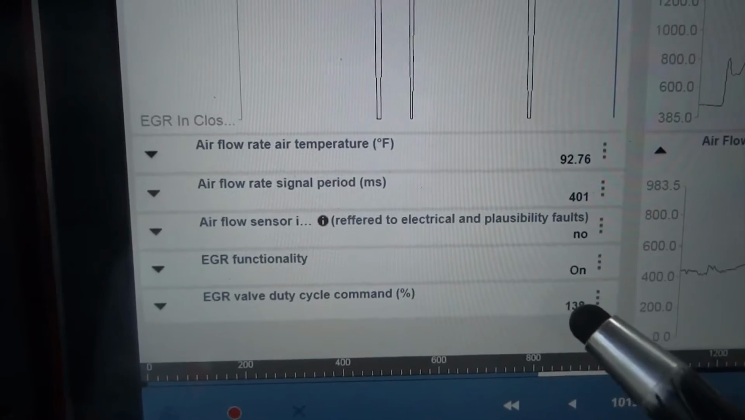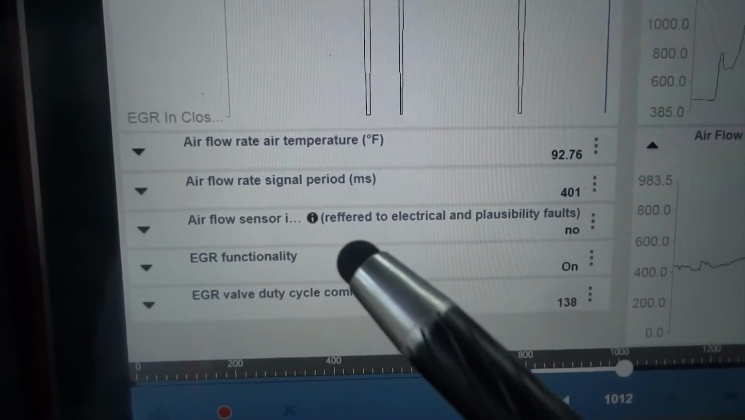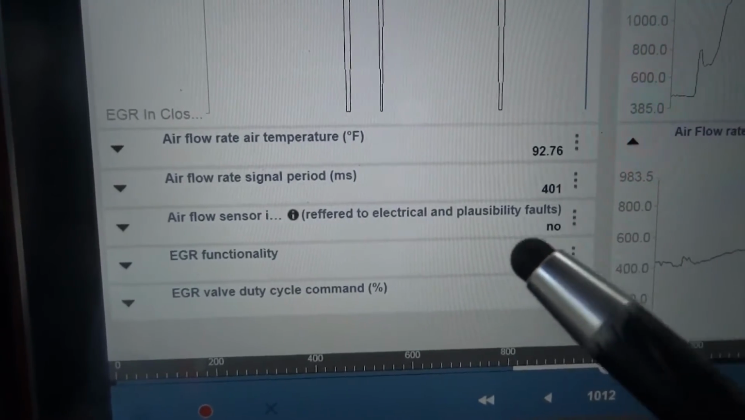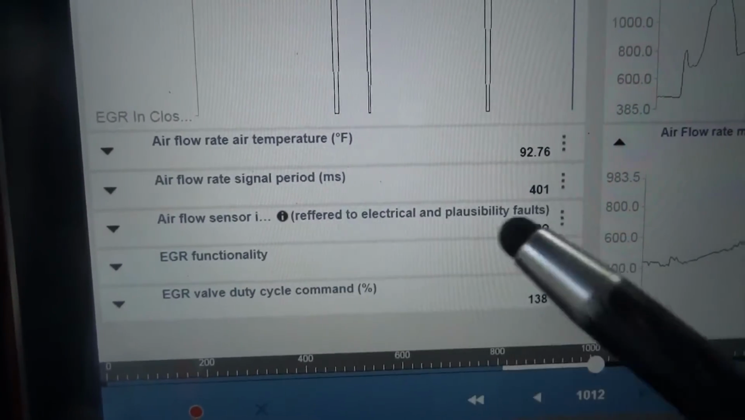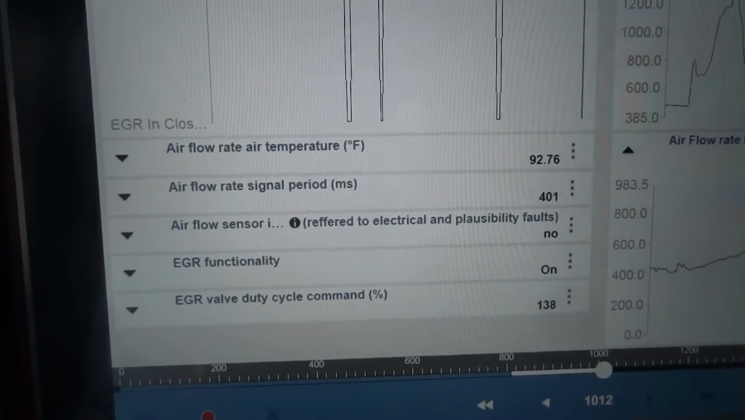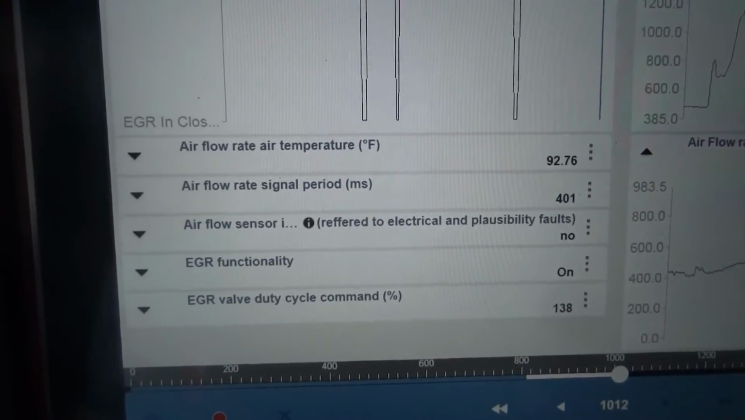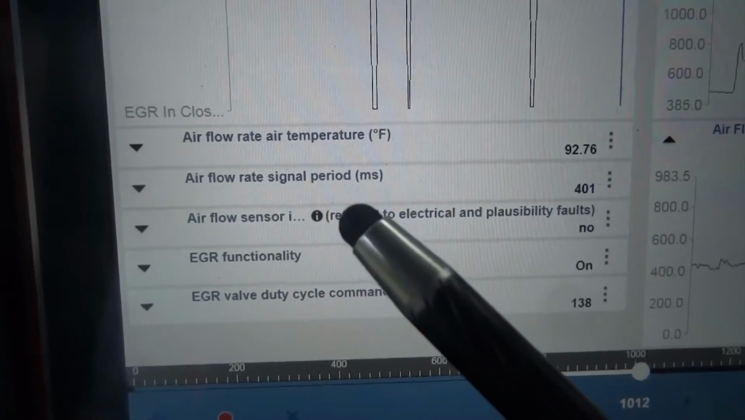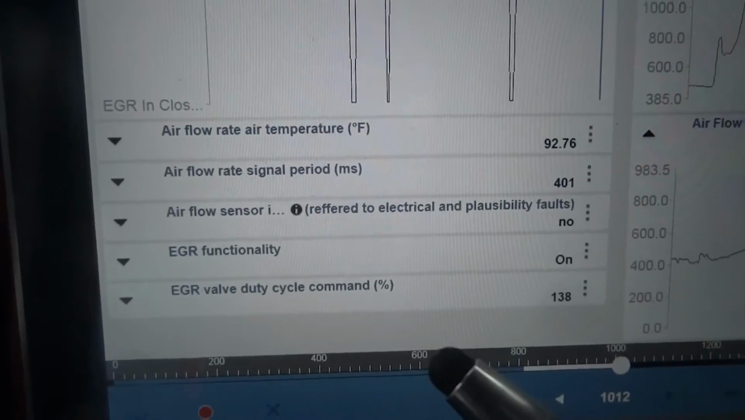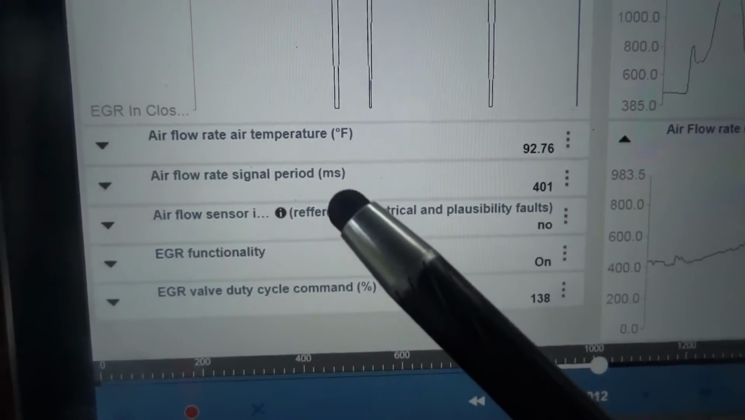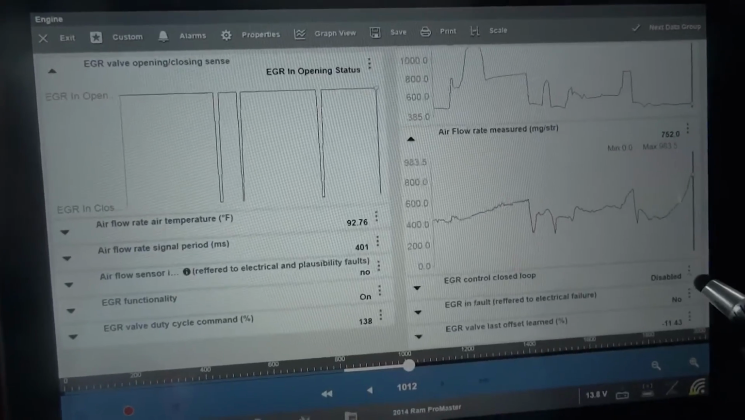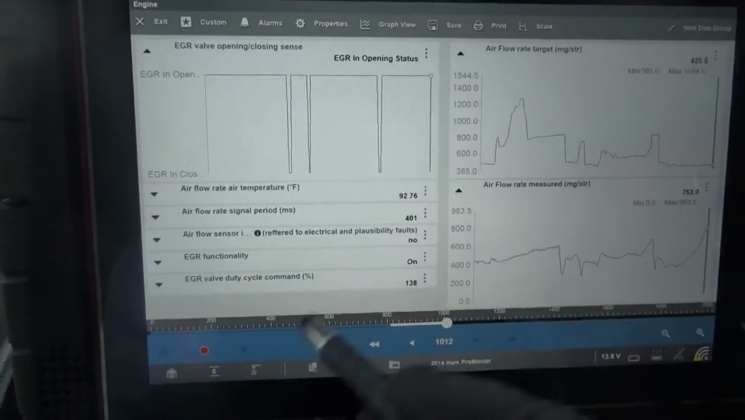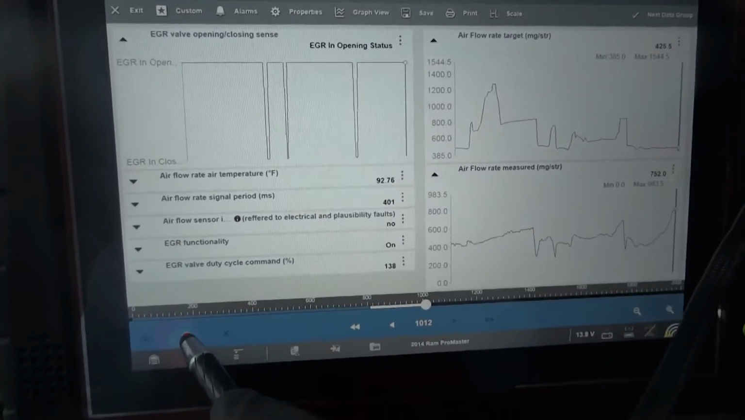EGR functionality on airflow sensor refer to electrical and plausibility faults. So we don't have a circuit fault on the mass airflow sensor circuit, so no wiring issue. That's good. And then the airflow rate signal period was 401. I don't know if this one is millisecond. EGR control loop disabled, EGR fault. This is interesting, guys. So I'm going to unfreeze this.